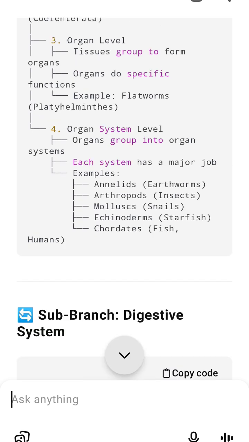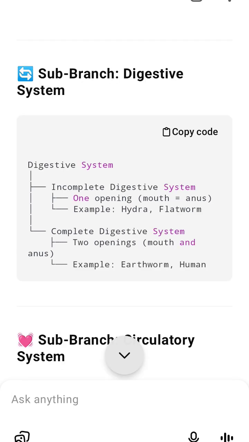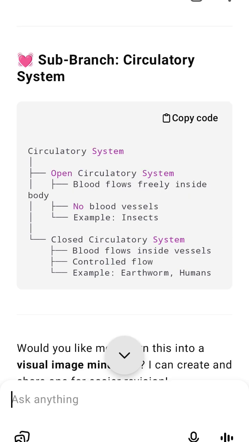System, type, example, feature. Digestive: incomplete, hydra, 1 opening; complete, human, 2 openings. Circulatory: open, insects, no blood vessels; closed, human, blood in vessels.